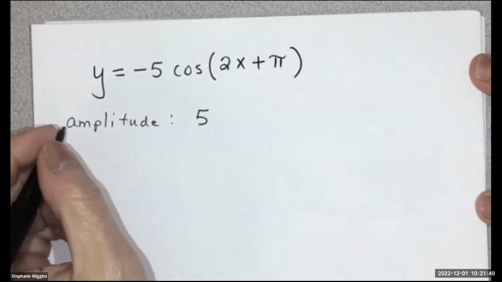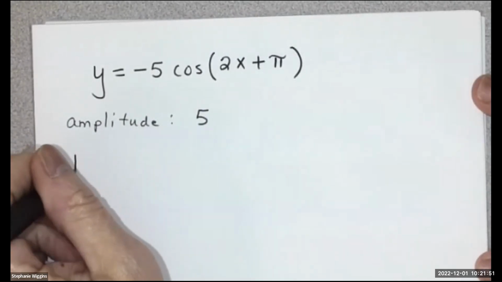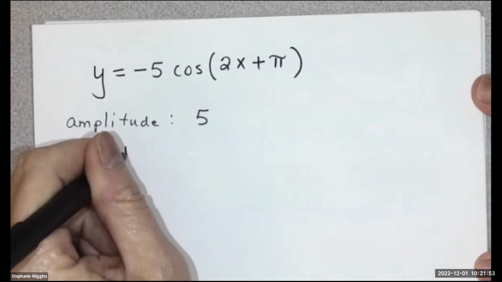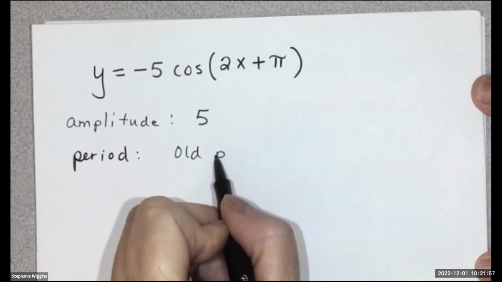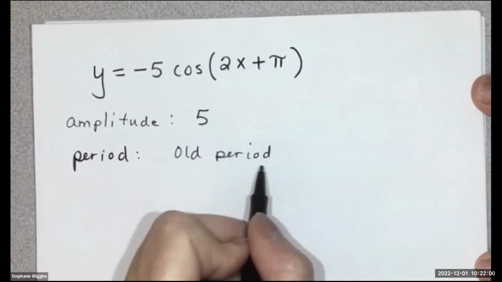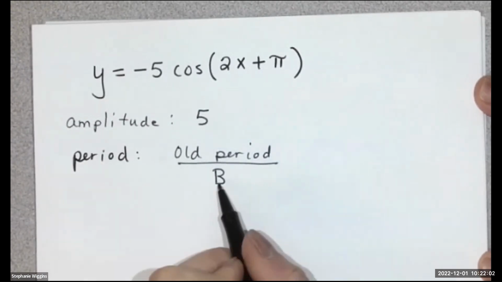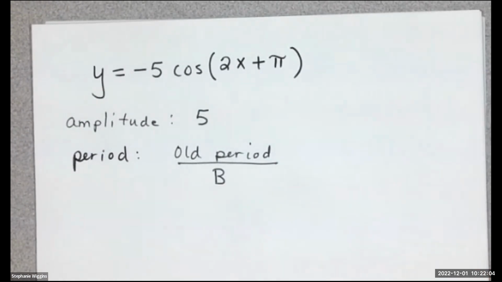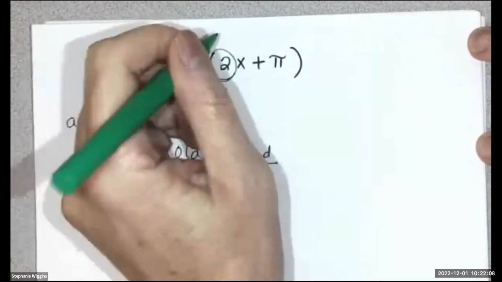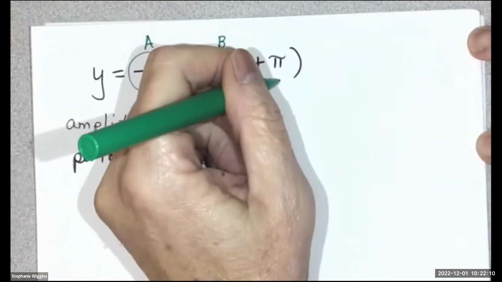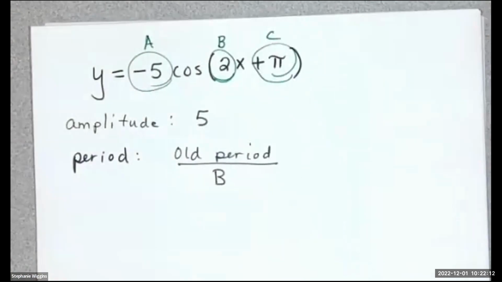Now, if you want to calculate the period, you take your old period divided by B. Now, what is B? This constant is A, this constant is B, and this constant is C.